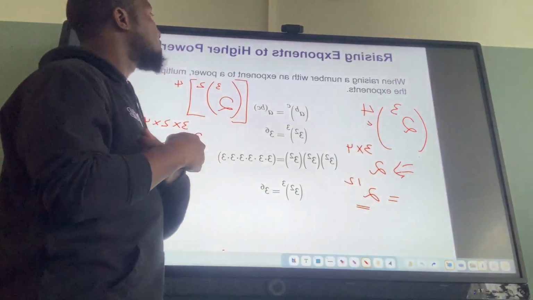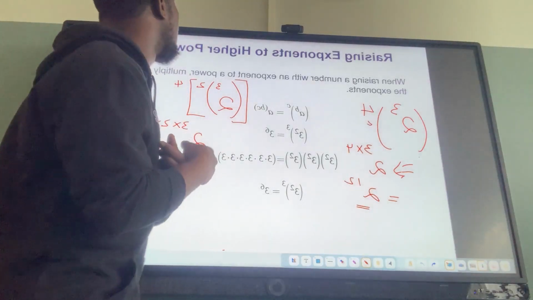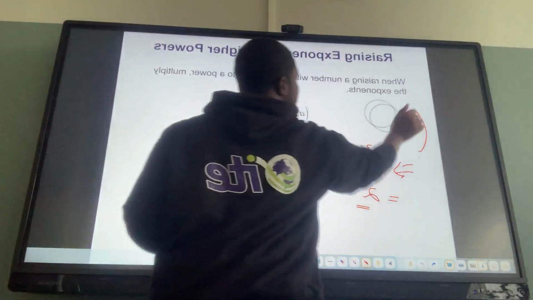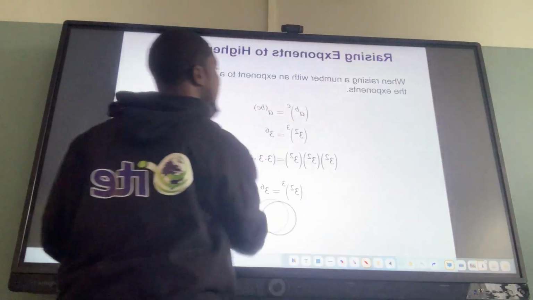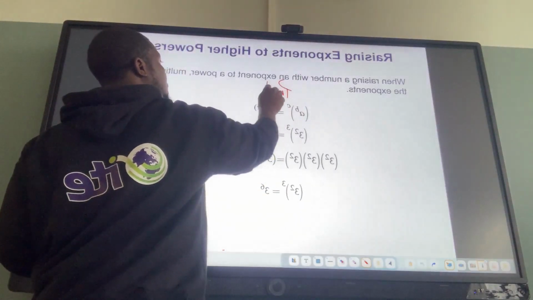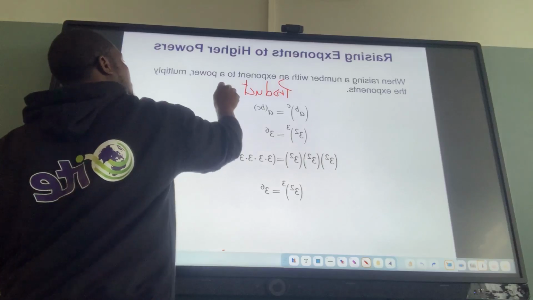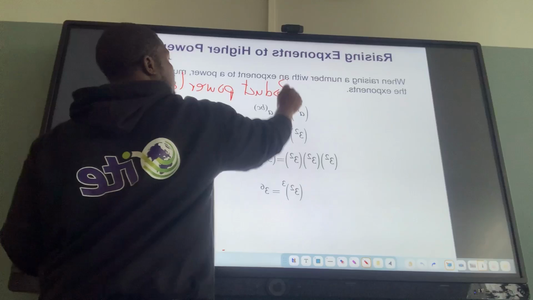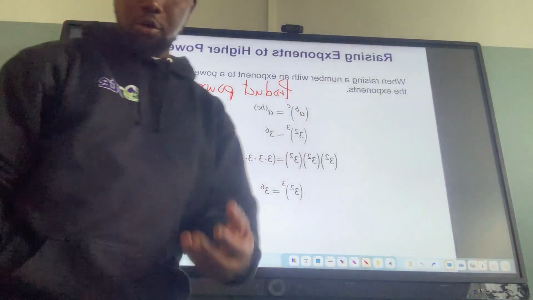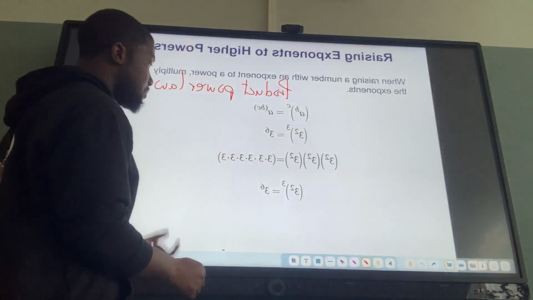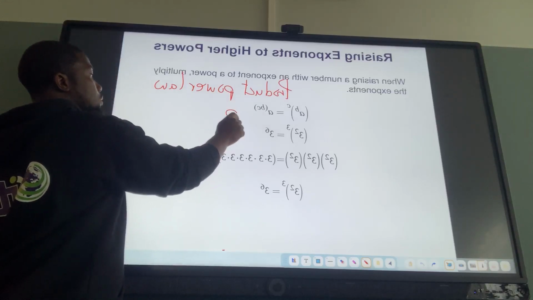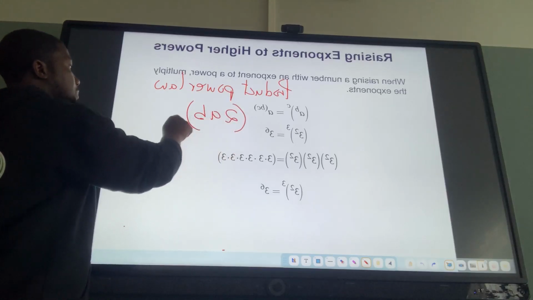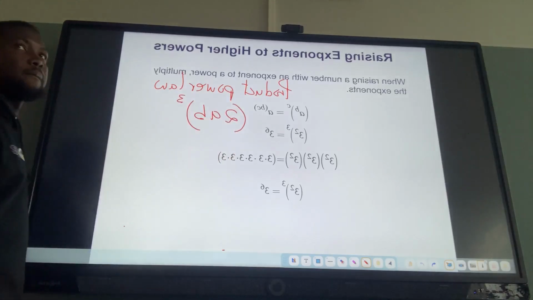Now I will also expand this law a little bit, and I will call it the product power law. I'm going to explain that. This is when you have a product inside the bracket. I call it the product power law. The product power law: when you have a product inside a bracket, for example, 2ab, and this has a power 3.